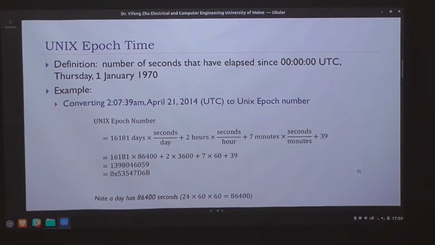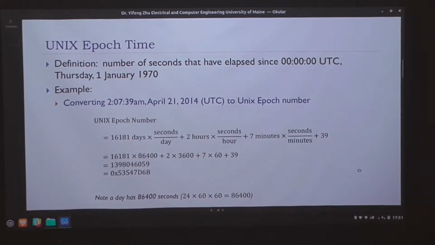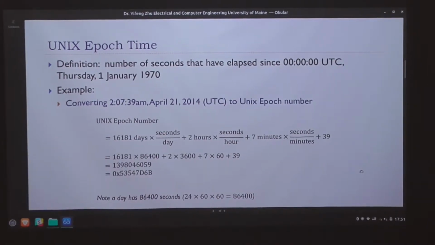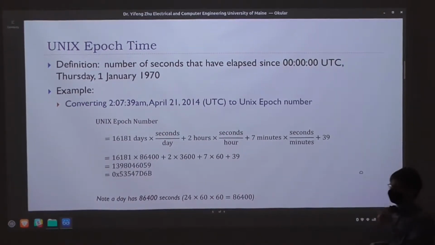And basically, anybody remember Y2K? Are you guys too young to remember Y2K? Yeah, you guys weren't born yet? Oh my god.